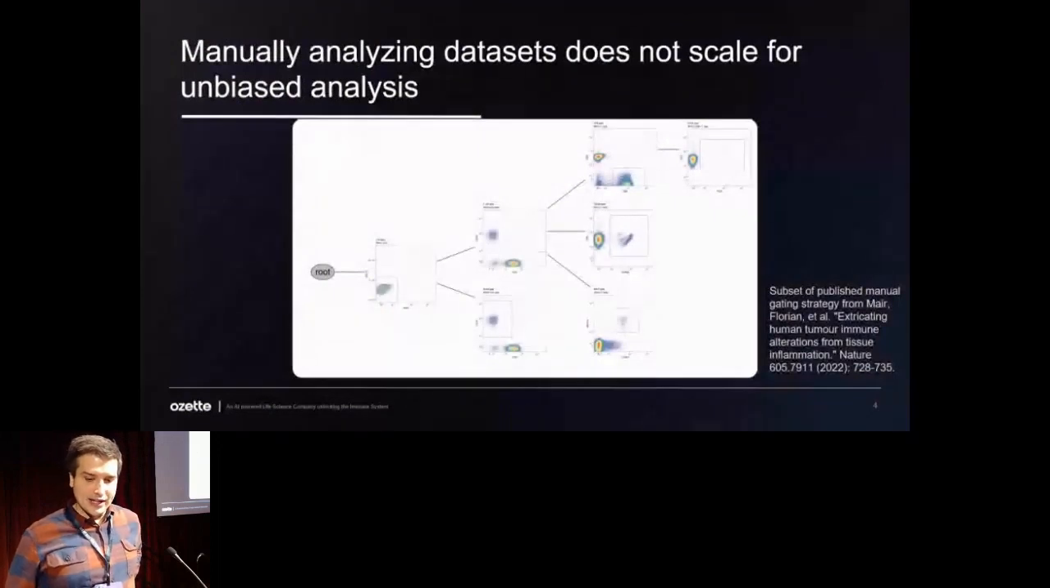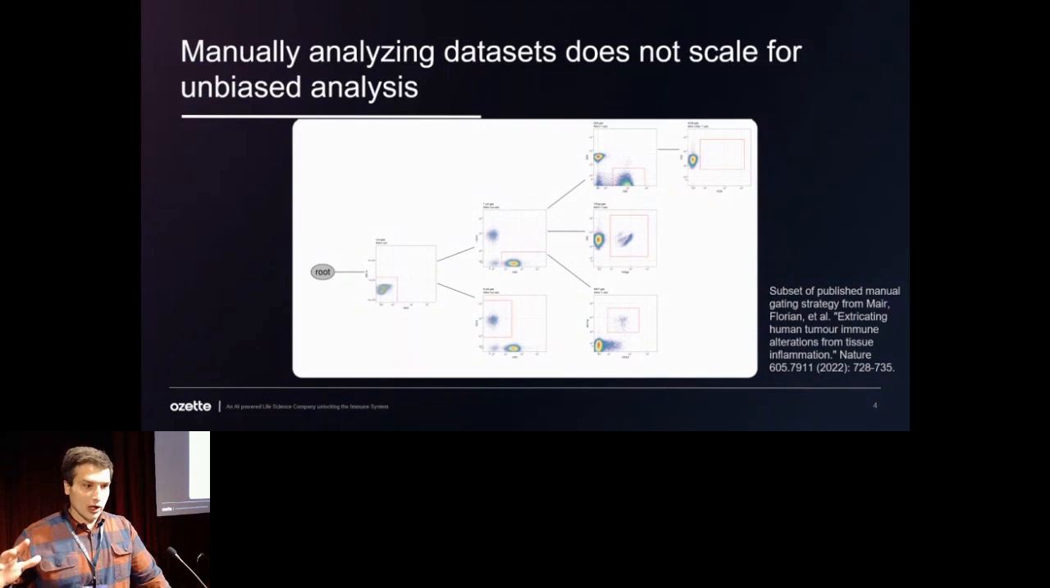So a typical analysis is a manual analysis called gating, where starting from the root population of cells, an investigator sequentially draws filters on pairs of markers to identify cells of interest. The target cells are typically known in advance, and this process can work well if you know what you're looking for.